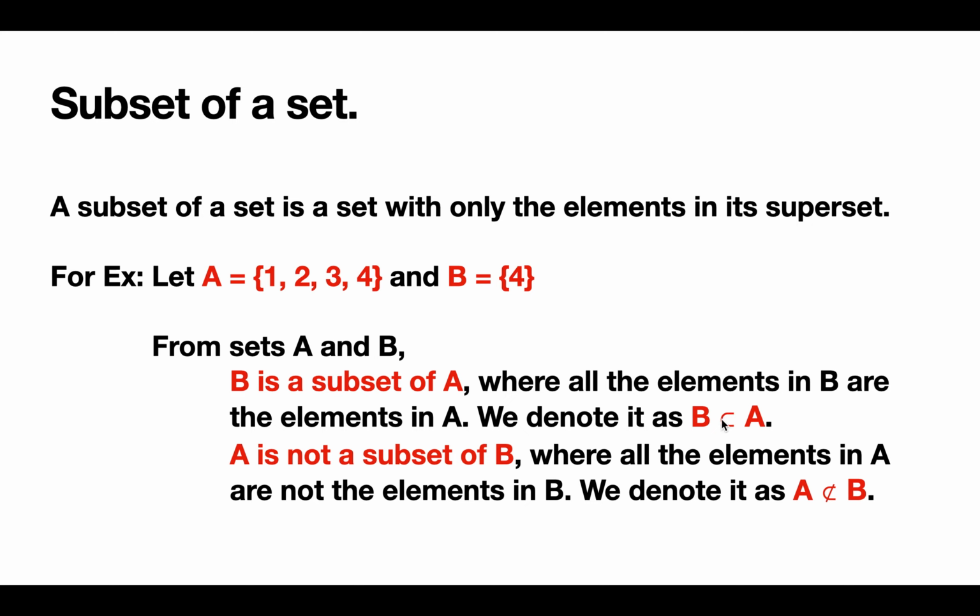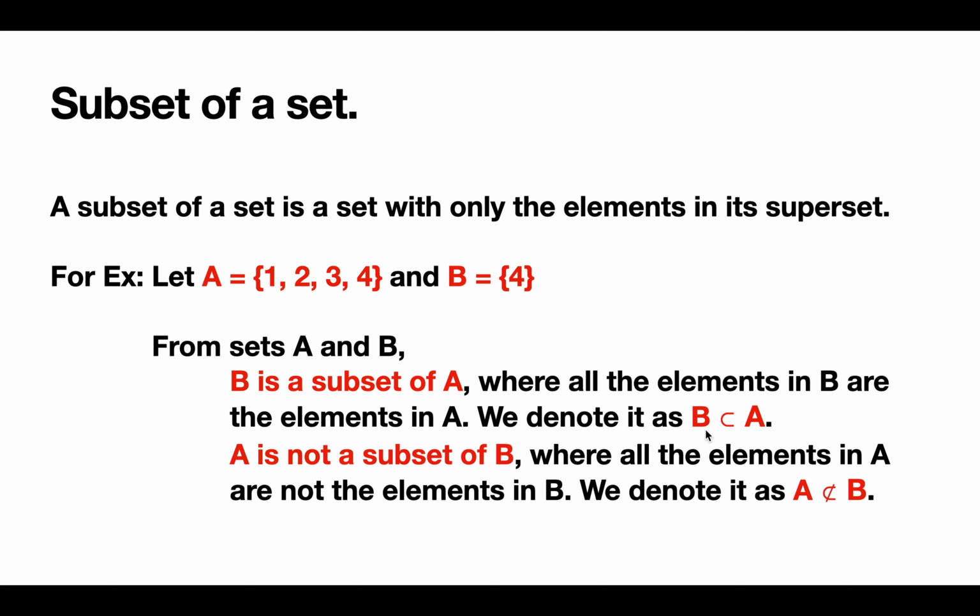And the closed part should be on the side of the smaller set. Like if you see, B is a smaller set where A is a bigger set. Similarly, A is not a subset of B. As I mentioned, A is not a subset of B. As well, when it's not a subset, we'll just cross over that notation as I mentioned before. If B is not a subset of A, I will just put a cross over it.